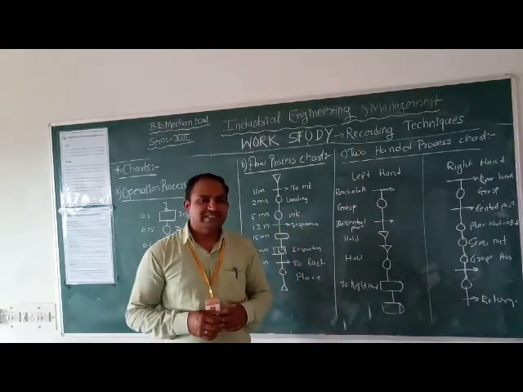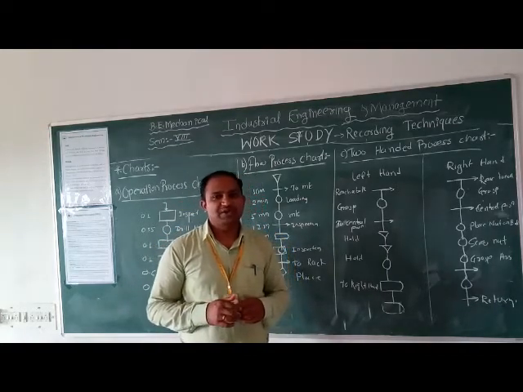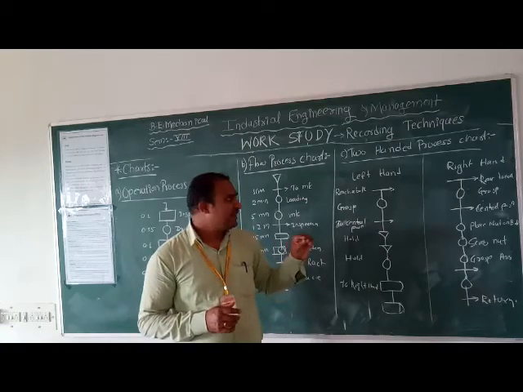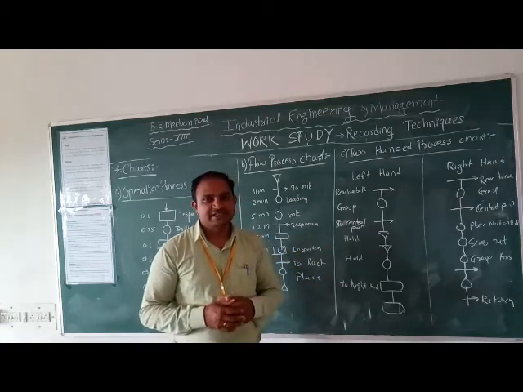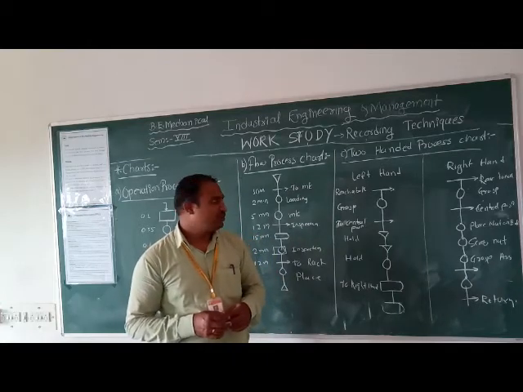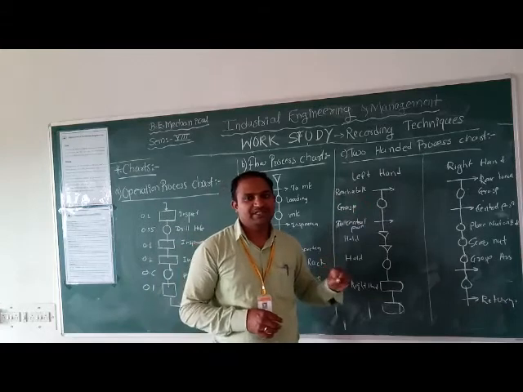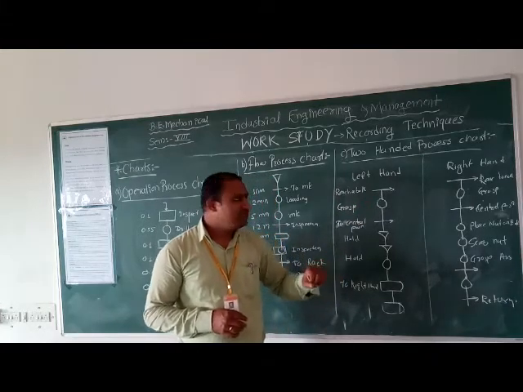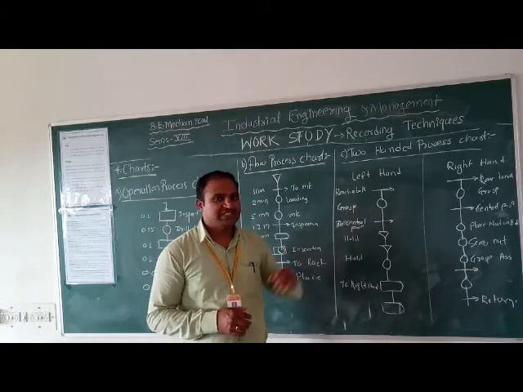If we consider the example of nut and bolt tightening, in the left hand there is a bolt and in the right hand there is a nut, and they are in tightening position. So this arrow is reach the bolt, which means the bolt is taken from the storage. Then grasp, this is one of the operations.